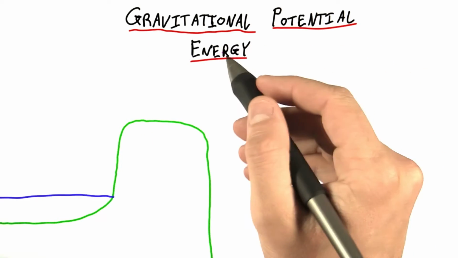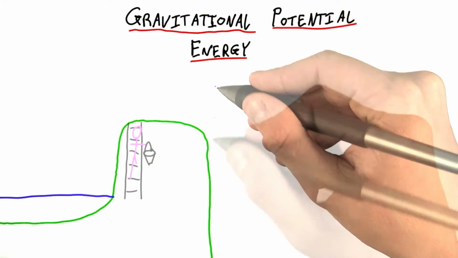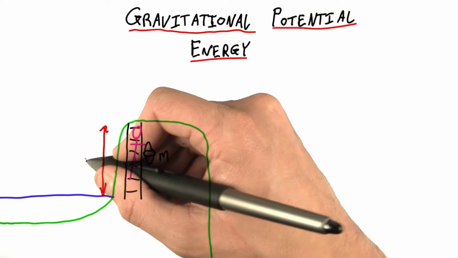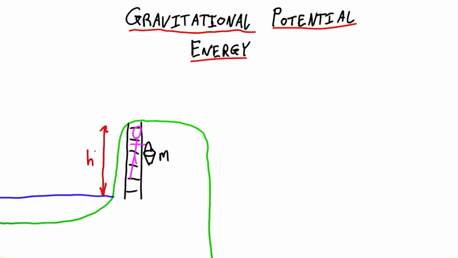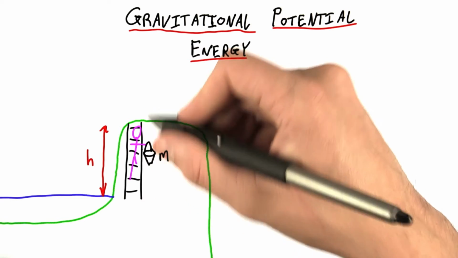So, gravitational potential energy. Well, it's energy that's somehow stored in gravity. Well, what do I mean by that? Well, we talked earlier about lifting a bucket of mass m up through a distance, let's call it h, for height. Now, last time we actually assigned some values to m and to h, and of course we used g, the acceleration due to gravity, to calculate this work that we had to do.